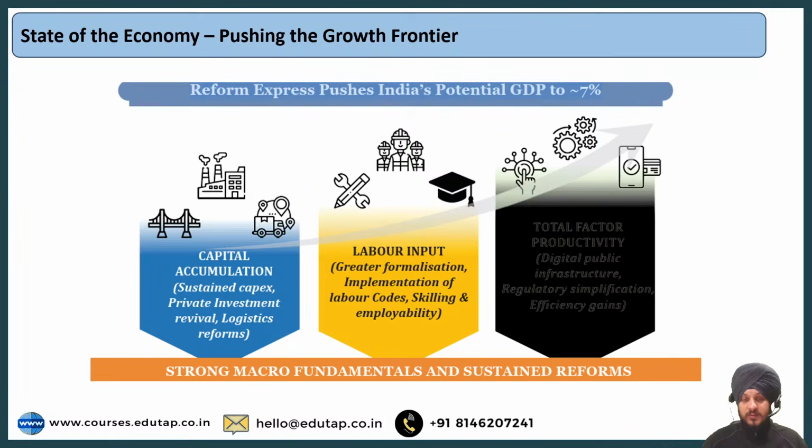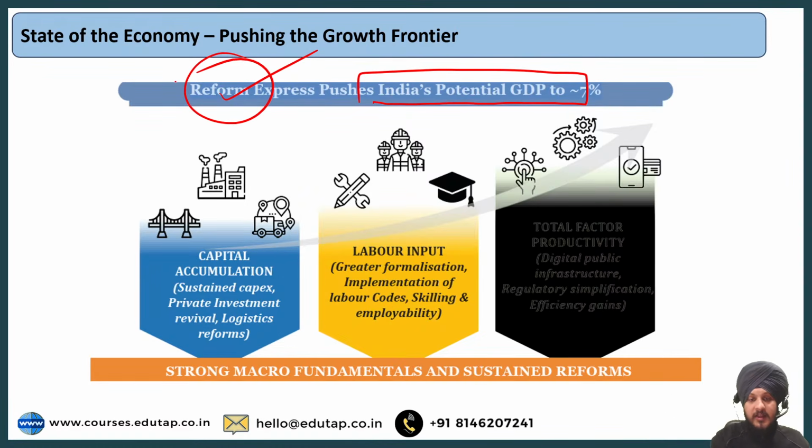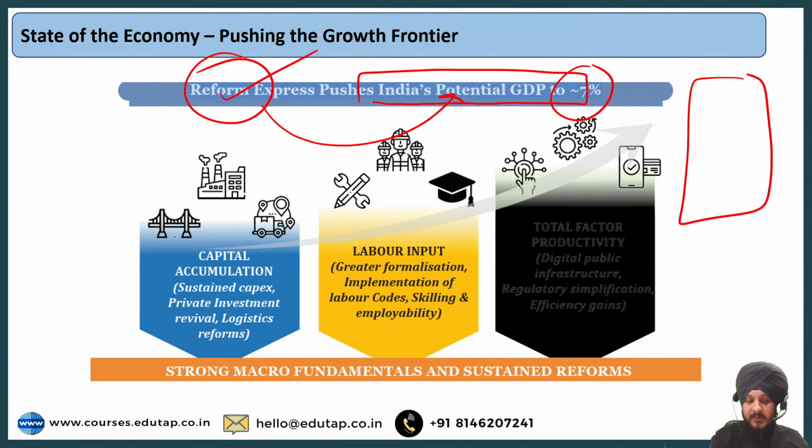Now, as a part of this, the economic survey also talks about the Reform Express. It says how the reform momentum is expected to push India's potential GDP growth to around 7%. Now, what different reforms is the economic survey expecting to push India's GDP to around 7%? Basically, if you see the last table as a part of this first chapter, it highlights three important parameters, right? I've taken this snapshot from the economic survey only.